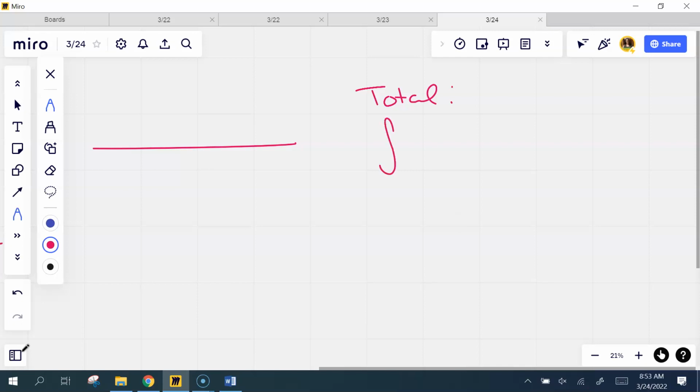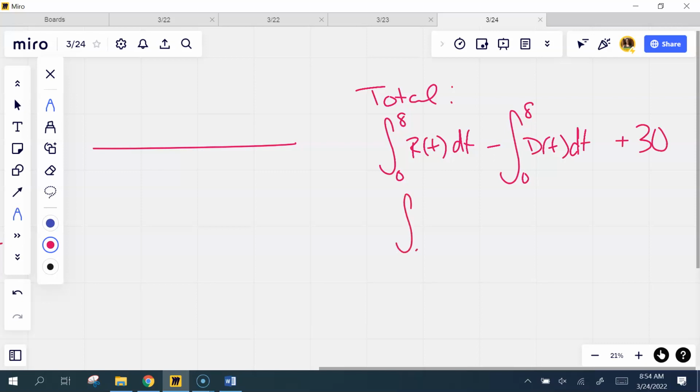At the end of 8 minutes, you have to go from 0 to 8. You take the amount coming in, which is your R, and you have to subtract out the amount that's flowing out, plus that initial amount of 30. That's the way I started this problem. So then that's the same thing as the integral from 0 to 8 of, and I can combine these here, R minus D of.